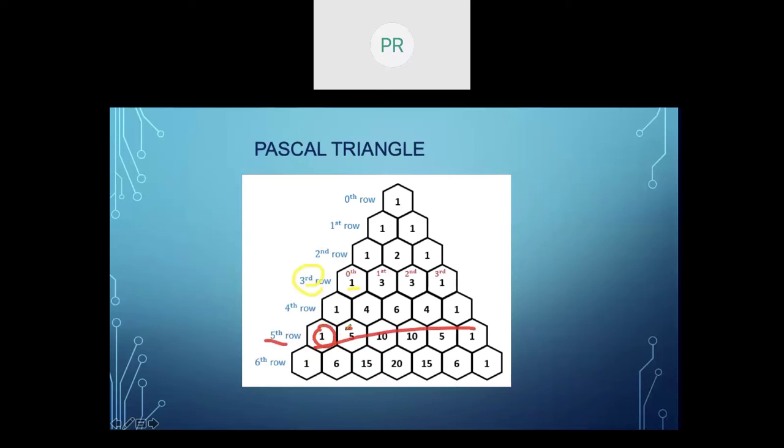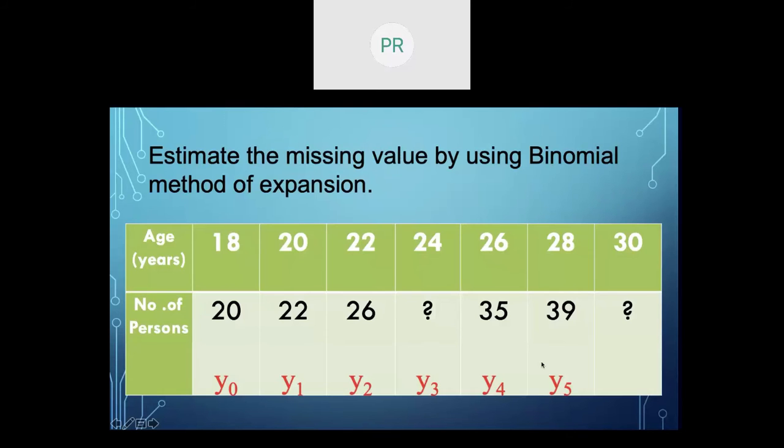5C0, 5C1, 5C2, 5C3, 5C4 and this is 5C5. So this is how we get the coefficient values of binomial expansion method. We will learn the application part of this when we start the problem.